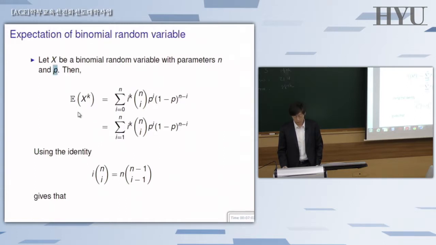In statistics, you deal with a certain random variable X, and then you raise it to the power of k, and then take the expectation of the whole thing. This quantity here has a specific name, and the name is called the moment.